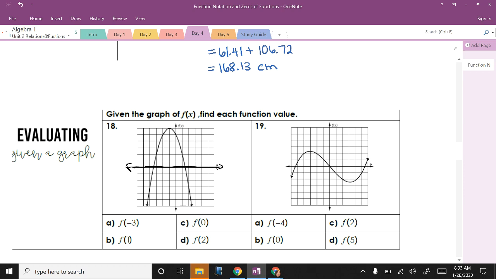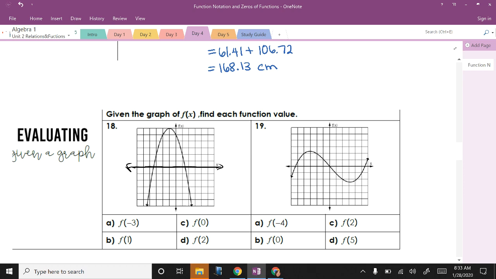If it's in the parentheses, it's a what? X value or a Y value? X value, right? So if we're finding like f of -3, we're finding the Y value, right? In the parentheses are the X values. If we're finding it, we're finding the Y value.